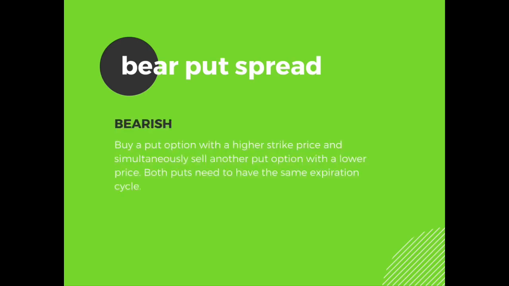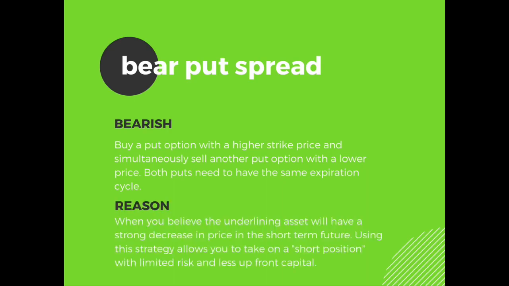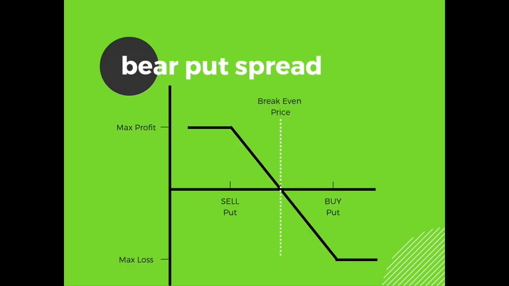Now our last vertical spread is our bear put spread. As you can tell by its name, it's a bearish strategy and it requires a trader to buy a put option with a higher strike price at the same time selling another put option with a lower price. Both of these puts, of course, share the same expiration date. Now, we would want to choose this strategy if we believe the stock will have a strong decrease in price in the short-term future. Using this strategy allows the trader to take on a short position with limited risk and less upfront capital than buying a long put. Here's a diagram and see what I mean.